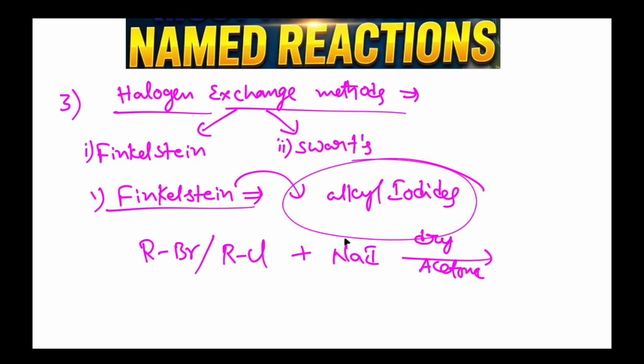So this iodine replaces chlorine or bromine. We can get alkyl iodides. The obtained byproducts are NaBr or NaCl, which precipitate.